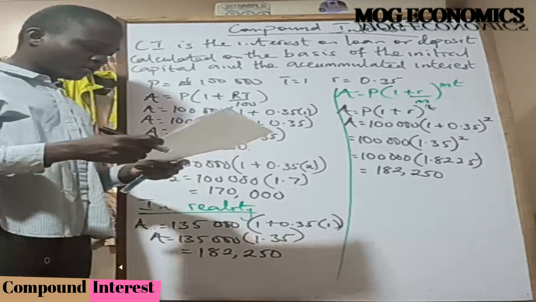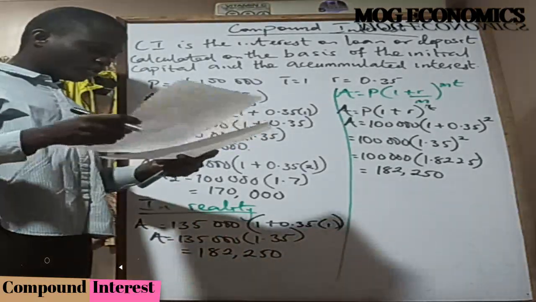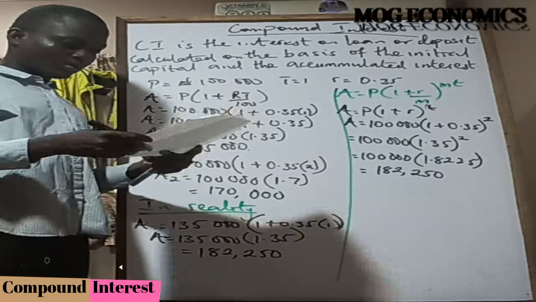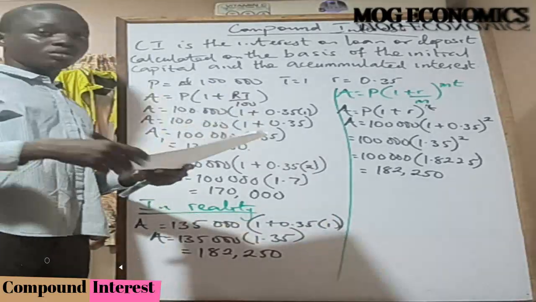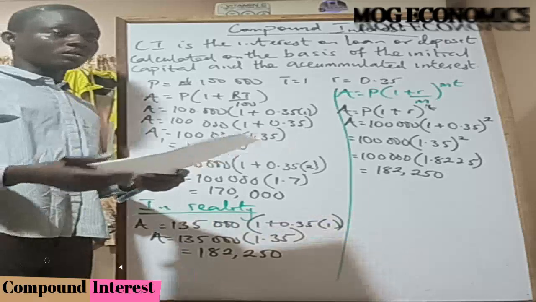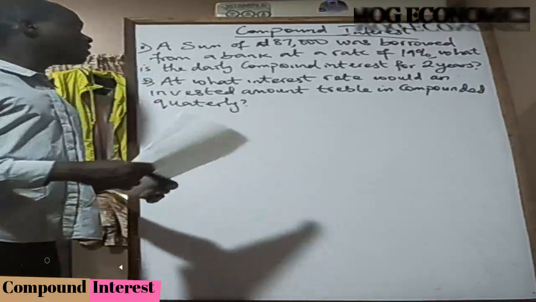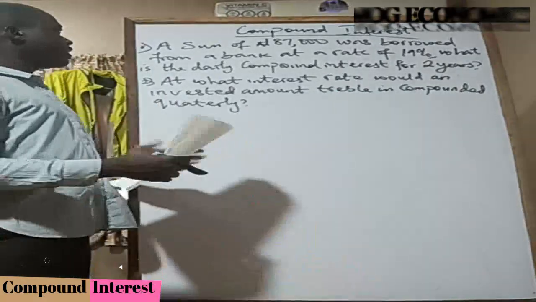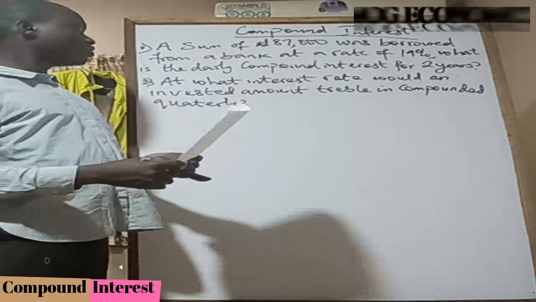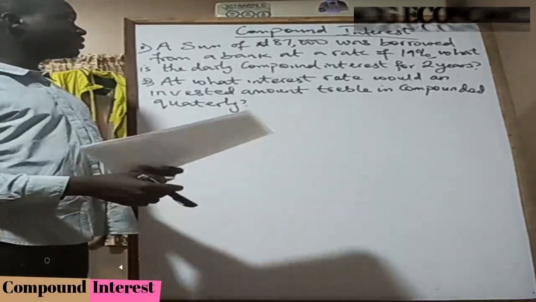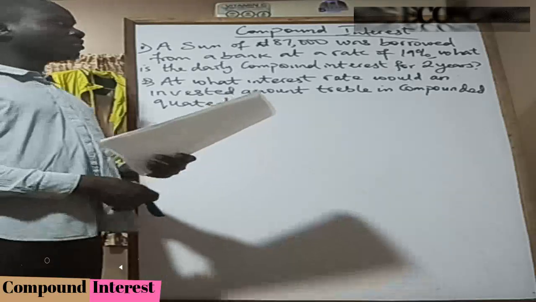So I think we have a couple of questions that we can still practice with here before we talk about continuous compounding, and then we talk about discounting. Right, so we have these to deal with. Just two questions. A sum of 7,000 was borrowed from a bank at a rate of 19%. What is the daily compound interest for 2 years?